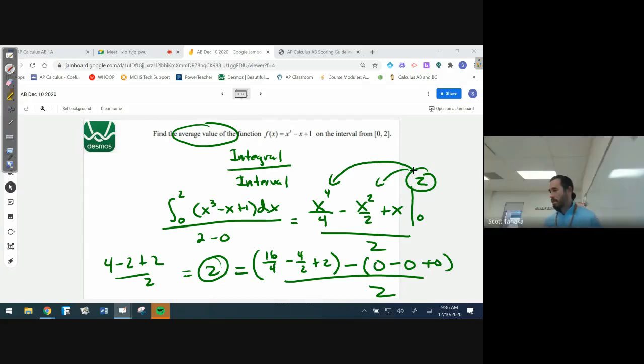Oh, okay. Yeah, don't do that. That'd be bad. Okay, that'd be bad. You got to take the antiderivative first, then you plug in the 2, then you plug in the 0, okay?